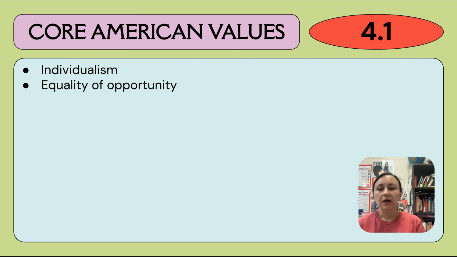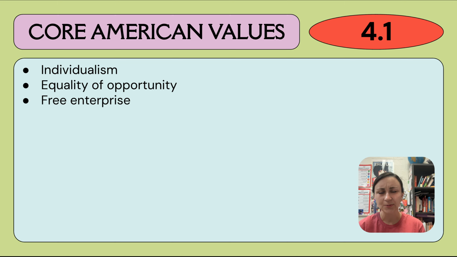Next is equality of opportunity. So this is the idea that we should have a level playing field. Everyone should have the same chance to succeed and not be limited by things that we can't control, like race, gender, things like that. This is different than equality of outcome. So we're not necessarily saying that everyone will get the same thing in the end, like a job or money or whatever, but everyone is entitled to a fair start, not necessarily a guaranteed equal finish. So that's the difference there.